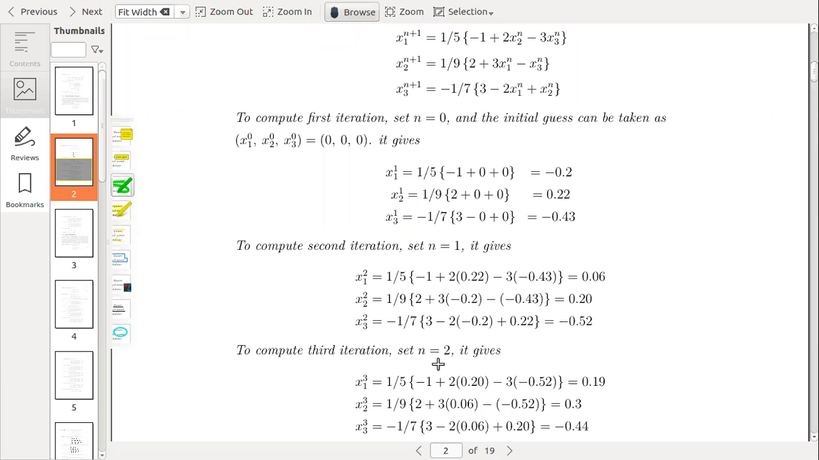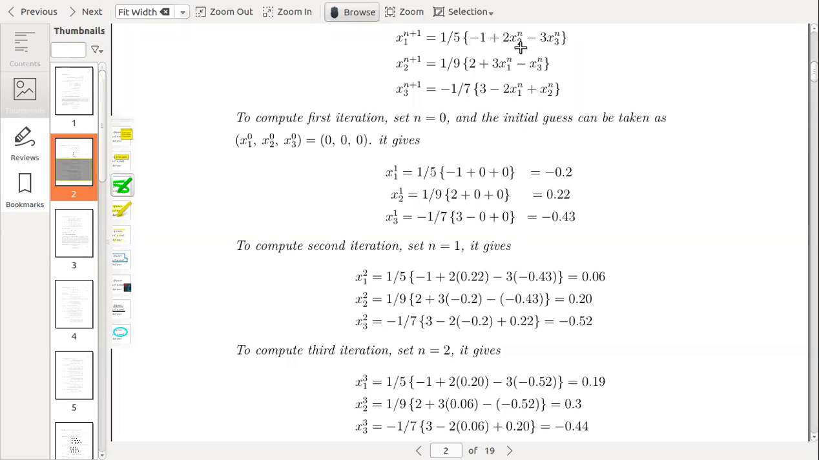So to compute the third iteration, set n is equal to 2. If you replace n is equal to 2, you will get x1 power 3, x2 power 3, x3 power 3. So second iteration, then x2 power 2 and minus 3 x3 power 2, and 3x1 power 2, x3 power 2. So you will get this, and then you need to replace these values with the second iteration values.